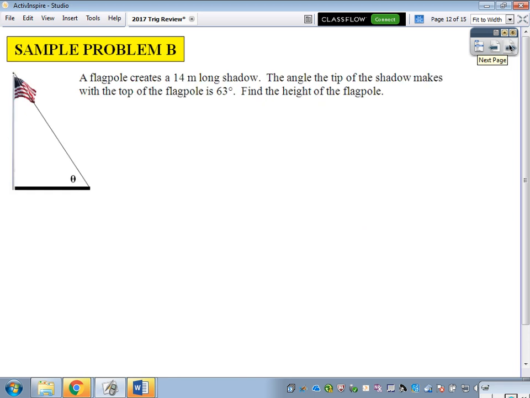A flagpole creates a 14-meter long shadow. Well, good. We can go ahead and mark that in our diagrams. The angle the tip of the shadow makes with the top of the flagpole is 63 degrees. Find the height of the flagpole. And I'll label the height here as an H. Again, find how you want to label it depending on what you're envisioning. What I'd like for you to do is take a minute, go ahead and solve for the height of the flagpole.